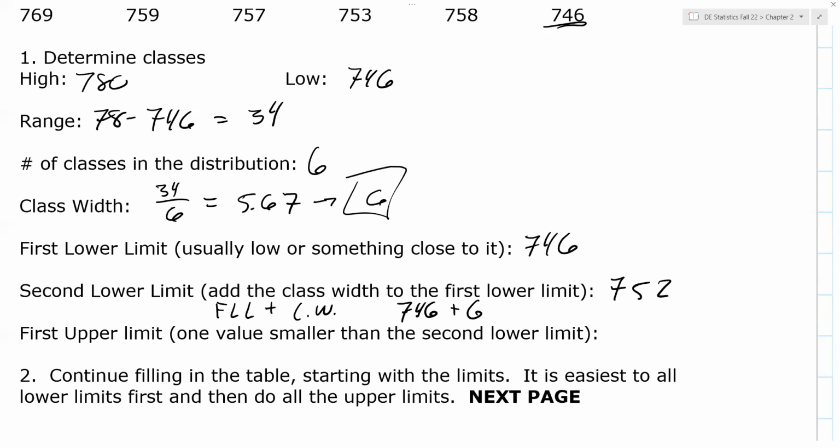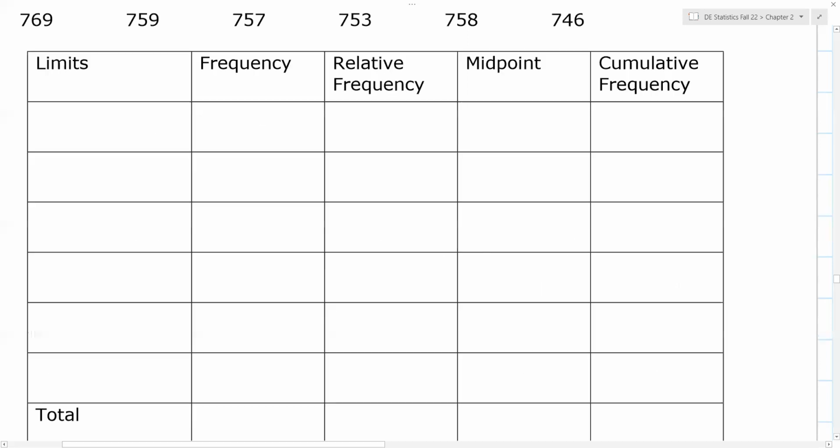Now to find my first upper limit, how do I find that? Essentially what I have on this page here, I know that this is 746 to something, and this is 752 to something. What is that something? Well, that something is going to be one less than the next lower limit. So this is going to be 751.